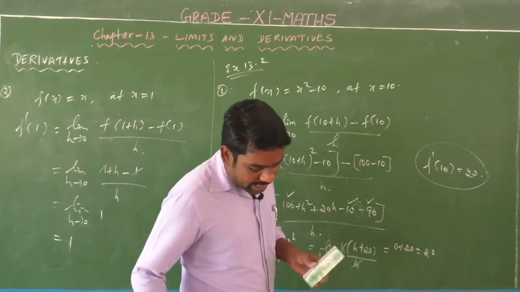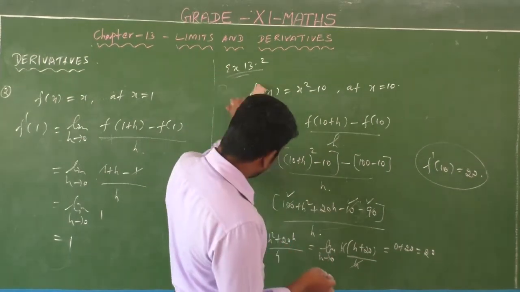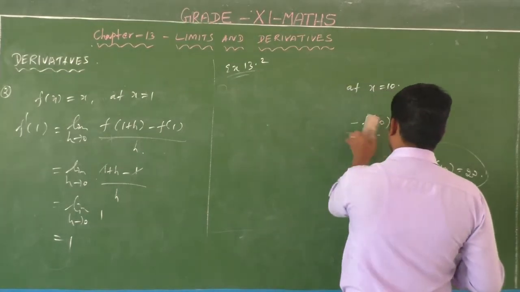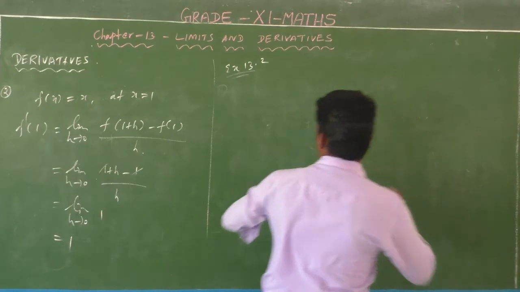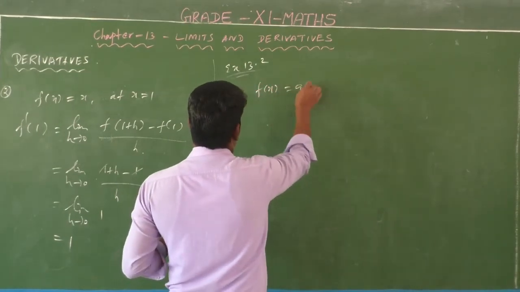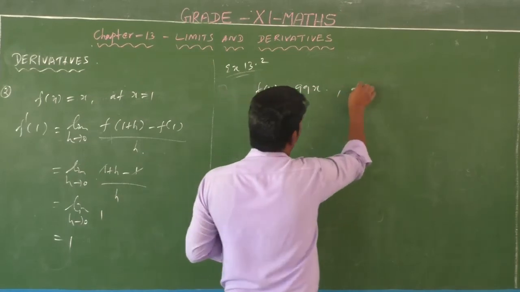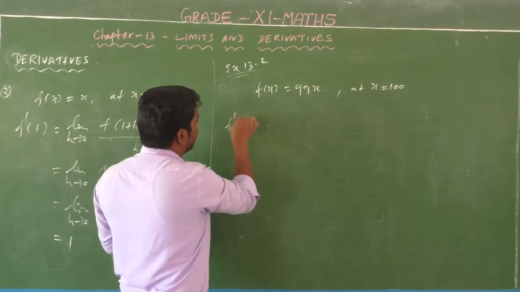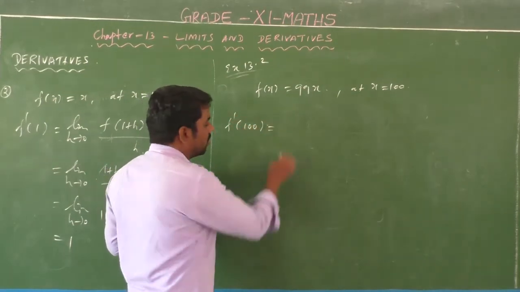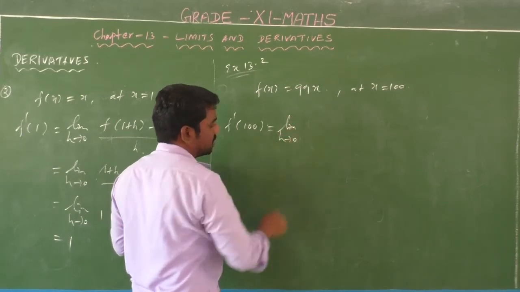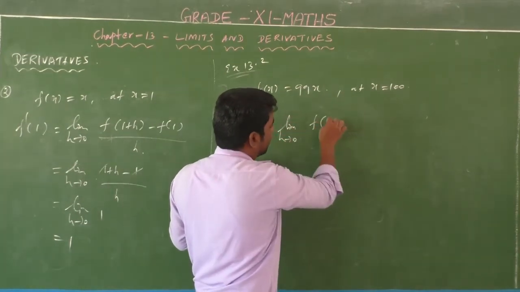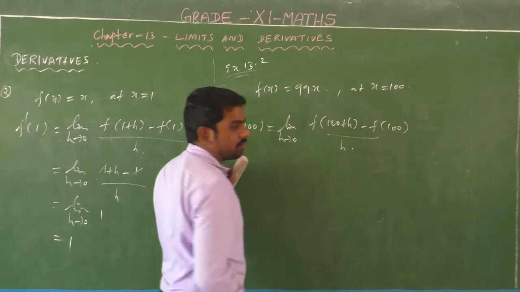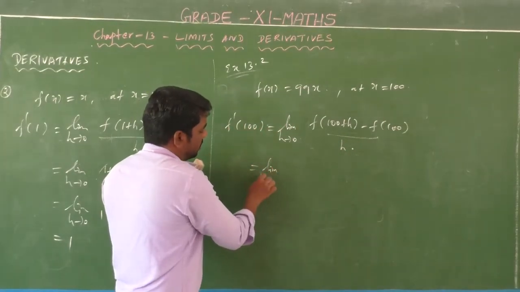Find the derivative of 99x at x equal to 100. Find the derivative of the function 99x. So f of x is equal to 99x at x equal to 100. So listen, we need f dash of 100, which is equal to limit h tends to 0, f of a plus h, here a is 100. So f of 100 plus h minus f of 100, divided by h.